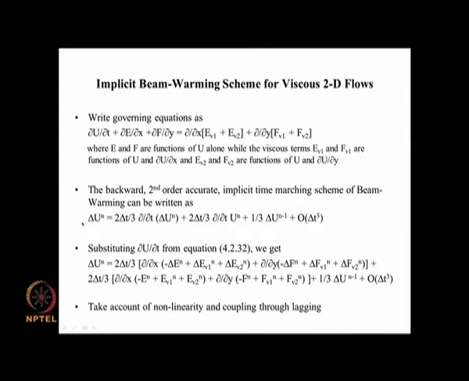So, this is essentially the time marching method. What we mean by this is you are evaluating delta u n, which is ui n plus 1 minus ui n. So, you are going from ui n to ui n plus 1. In that sense you are marching forward in time, and this is evaluated in the beam warming method using a third order approximation which we have derived earlier for the 1-dimensional case.